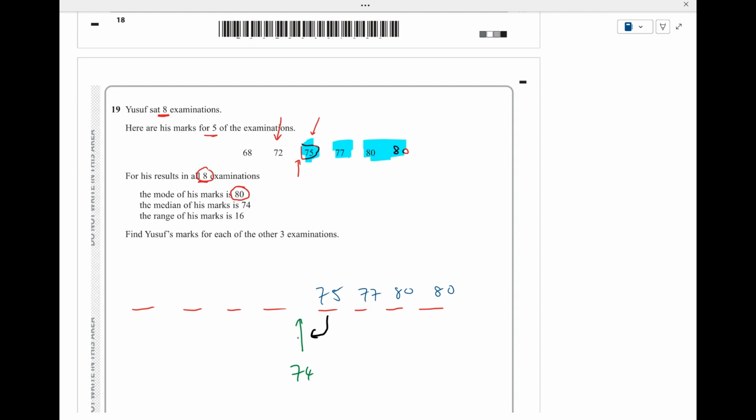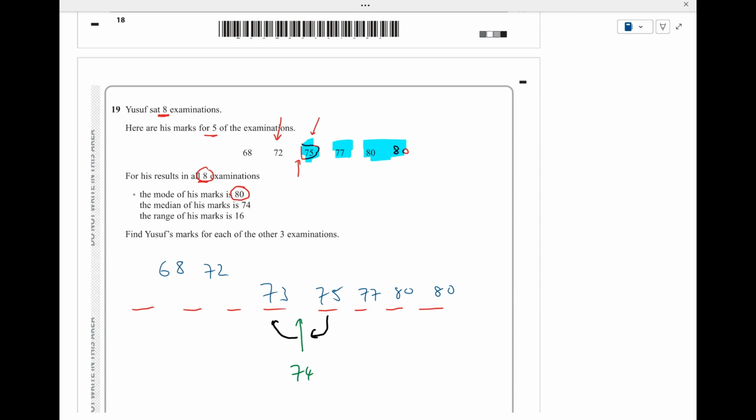The 74 has to be halfway between those two. So this one must be 73. We haven't got a 73, have we? So now we're going to have somewhere here a 68 and somewhere here a 72. And then another number.